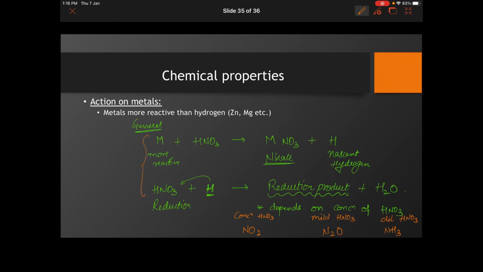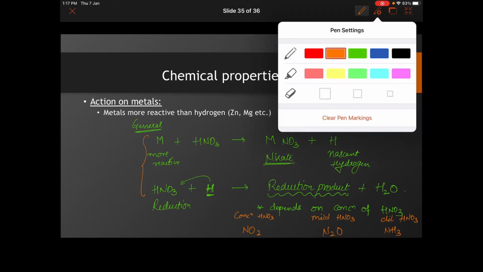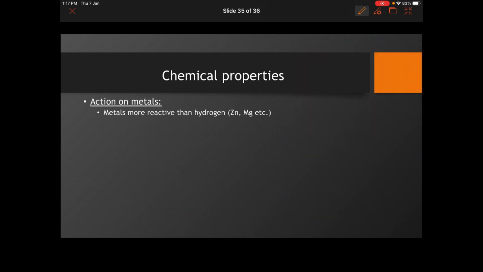There will be a metal, reacting with HNO3, forming a nitrate of the metal and releasing nascent hydrogen. This nascent hydrogen reacts with HNO3: if it is concentrated, nitrogen dioxide and water, right? If it is mild, nitrous oxide and water, and if it is dilute, then ammonia and water. And accordingly, we will keep balancing the reactions as well, right? So let me just clear this off over here, and let me tell you what is going to happen. Case number one, where we are taking concentrated HNO3, right? Highly concentrated HNO3.